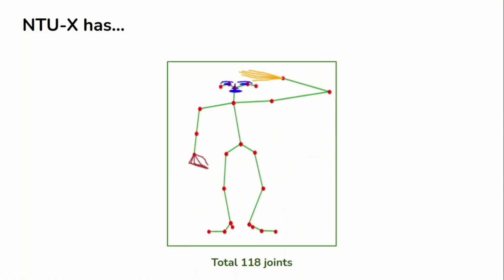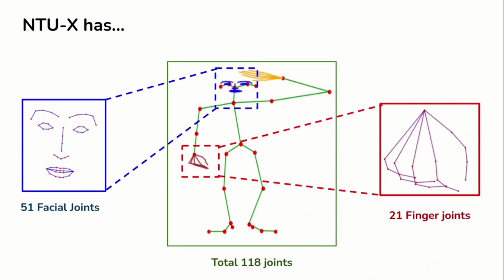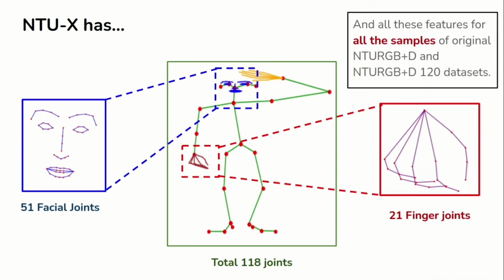Our proposed NTU-X dataset has a dense skeleton representation which contains a total of 118 joints. Apart from 25 body joints, our dataset provides 51 facial joints and 21 finger joints per hand. And all of these features are provided for all the samples of the original NTU60 and NTU120 datasets.